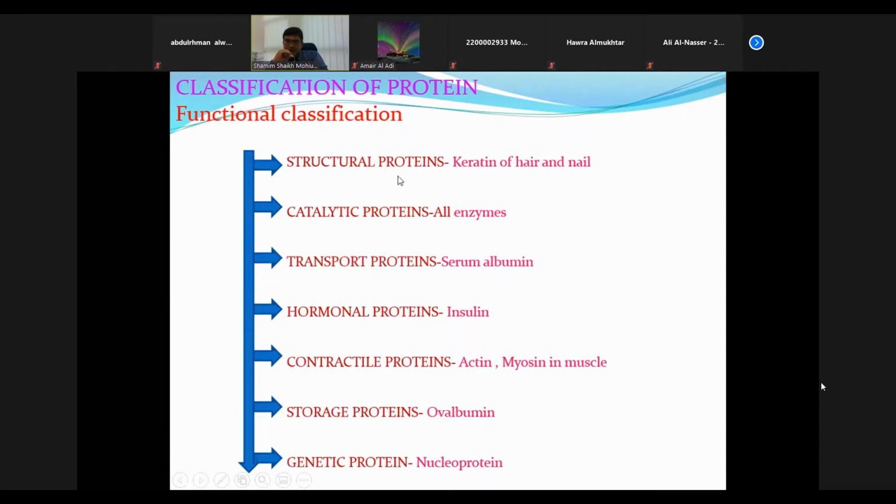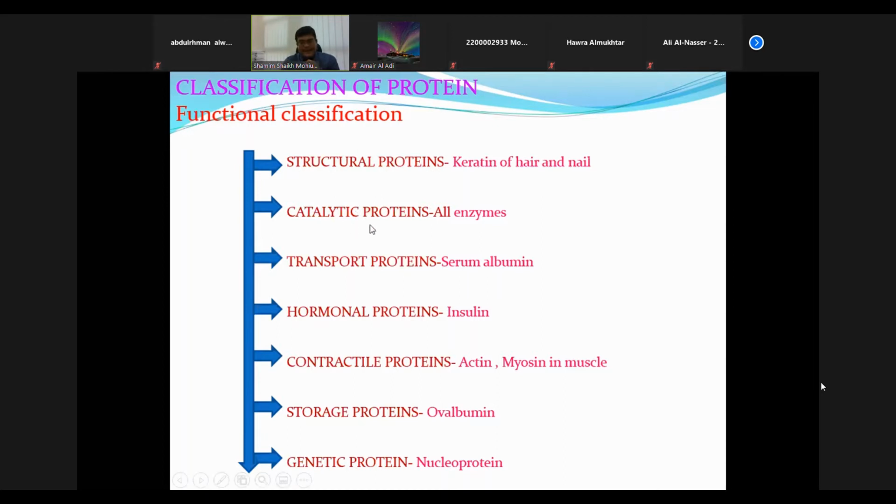What is the meaning of structural proteins? You can get the idea by the name only. It makes some structure of our body, like keratin. Keratin is an example of structural protein. What is keratin? It is present mainly in hair and nails. Our nails are very strong. Why? Because of the presence of keratin.